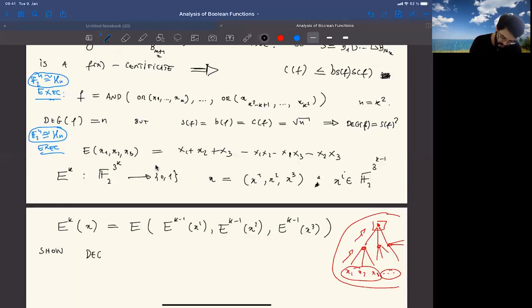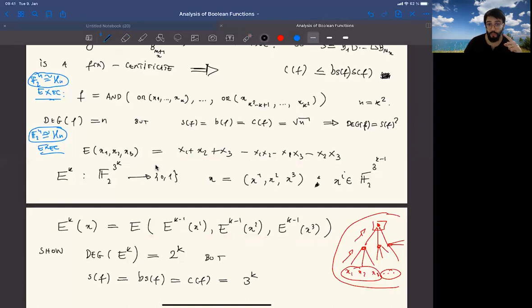Okay, and then you have to show that the degree of E_k is not 3 to the k, it is actually 2 to the k. But that's more or less easy to see because the degree of this guy is 2. So when you take those products, you're only multiplying 2s and so on. So the degree is only increasing like a power of 2. So it's 2 to the k. So it's not total. But again, show that the sensitivity equals the block sensitivity equals the certificate equals 3 to the k, so it is actually full.